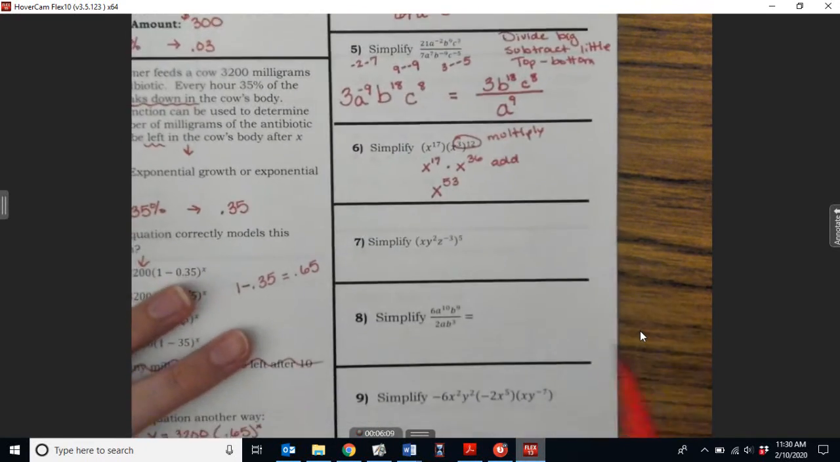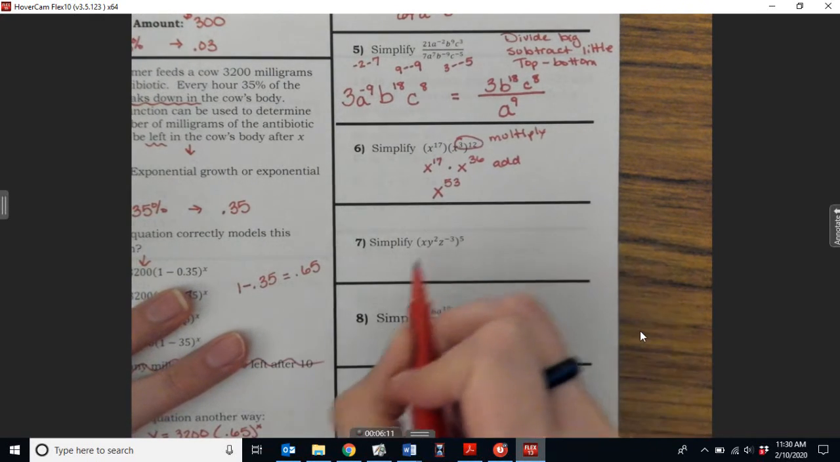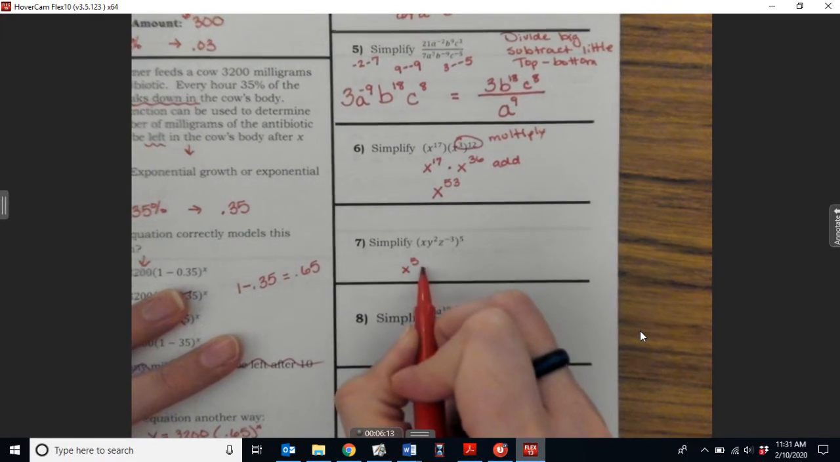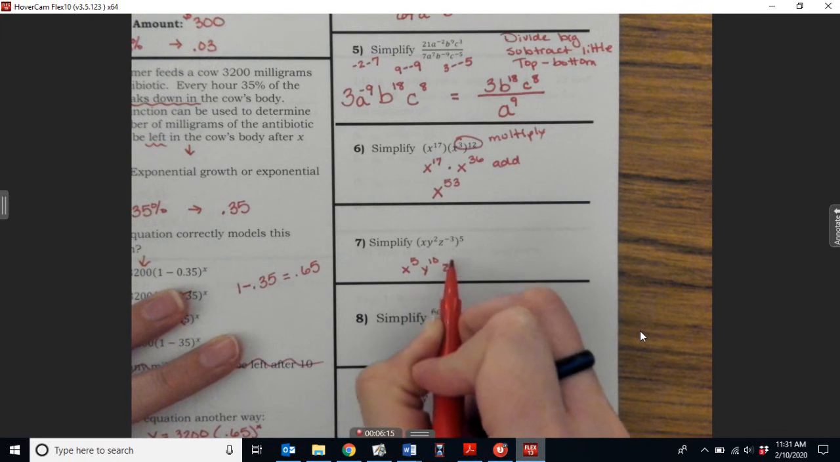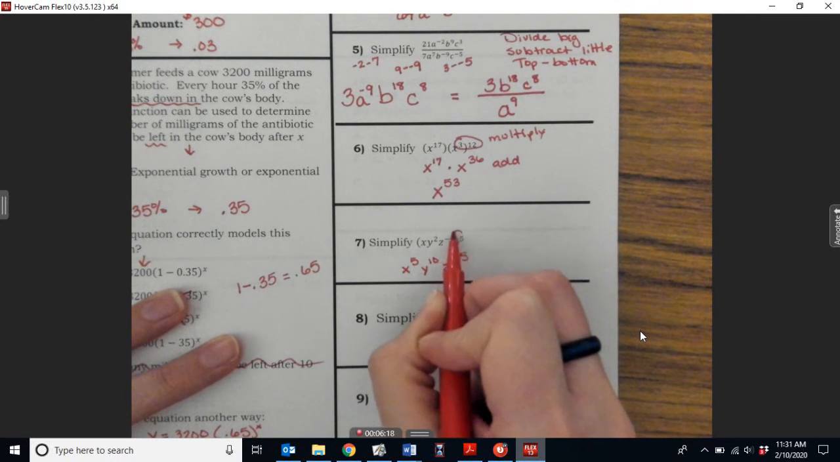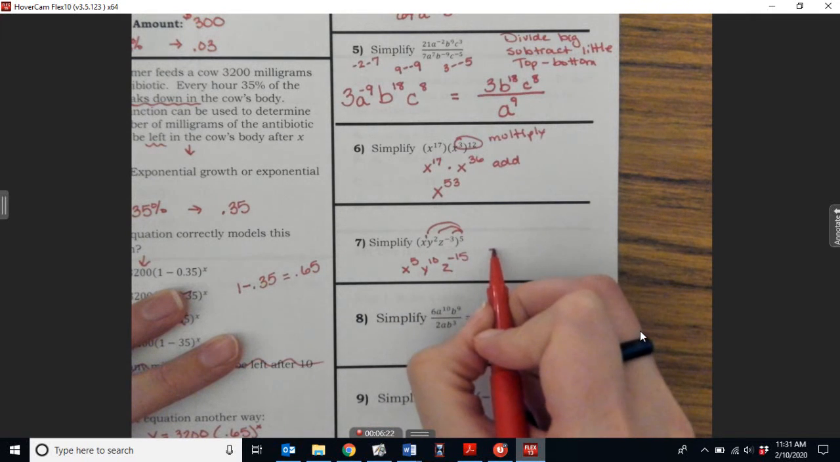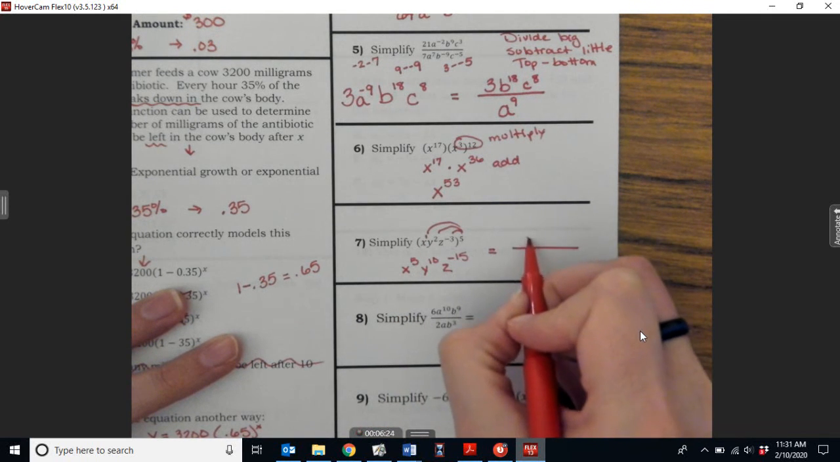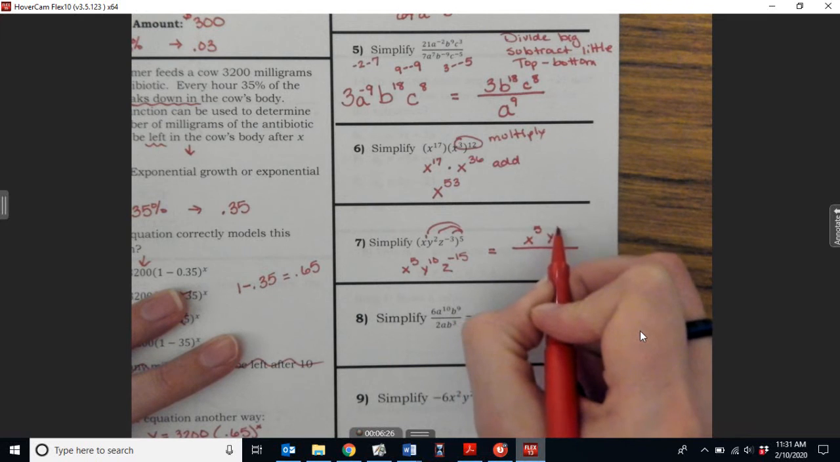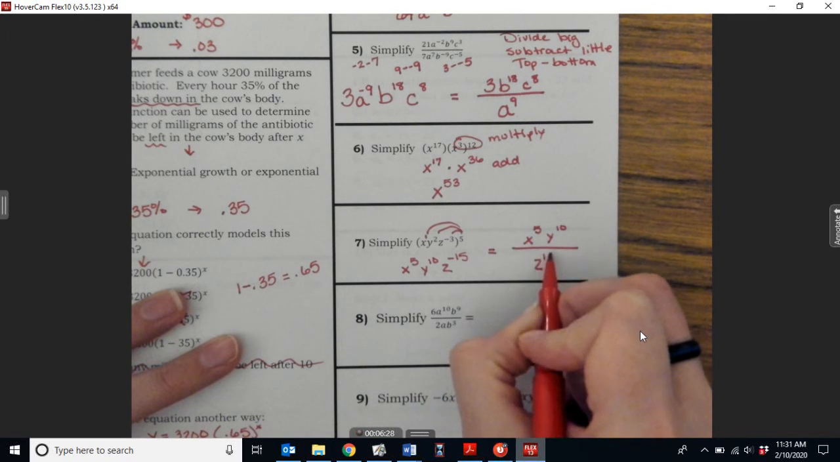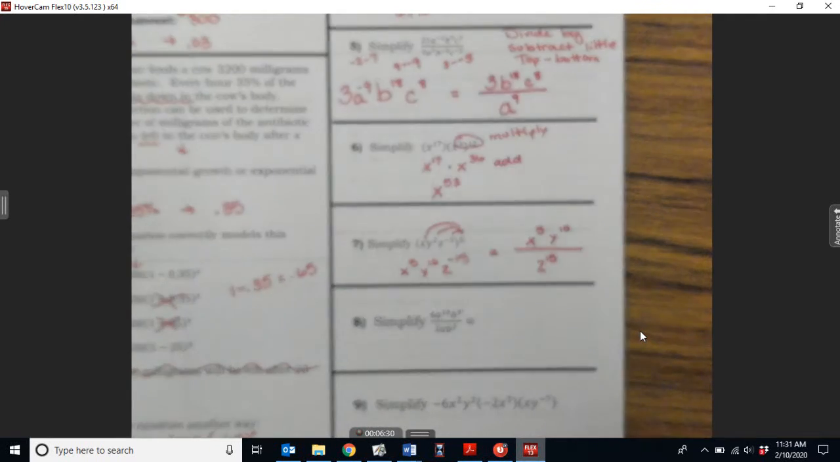Number 7, multiplying exponents. So I have x to the 5th, y to the 10th, and z to the negative 15. So that 5 went to everything, and there was a 1 on that x. And here we can put the positives on top and the negatives on the bottom, and they become positive.